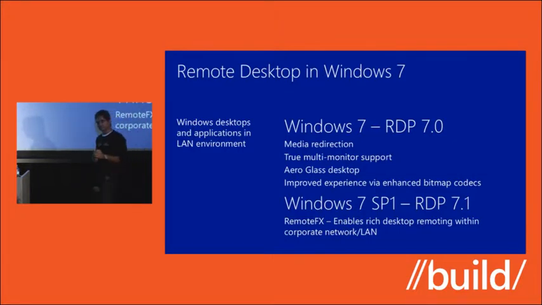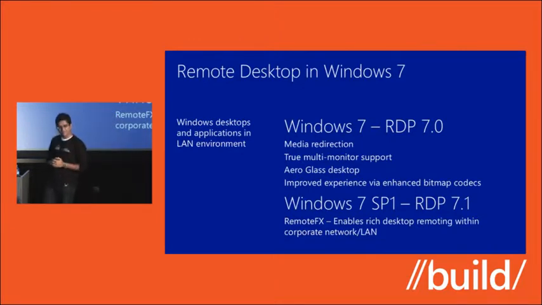It introduced significant new capabilities for the remote experience, including features such as media redirection, which enabled a very rich client decode-based experience for Windows media content. Windows 7 also introduced true multi-monitor support. End users can use multiple monitors on the client side and work with their remote applications and desktops. Windows 7 also introduced true Aero Glass experience support, whereby users can use all of the Aero experience features with their remote desktop sessions.